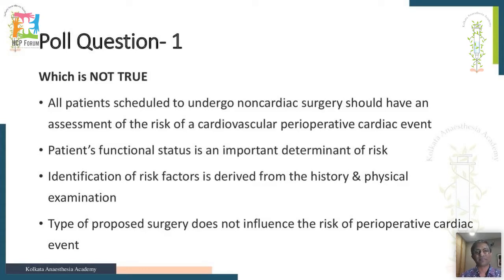The third statement is, identification of risk factors is derived from the history and physical examination. The fourth statement is, the type of proposed surgery does not influence the risk of perioperative cardiac event. Which of these do you think is not true? So just choose which is not true. A tick mark should appear, and then you can vote.